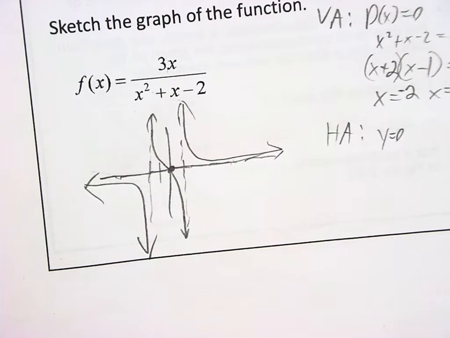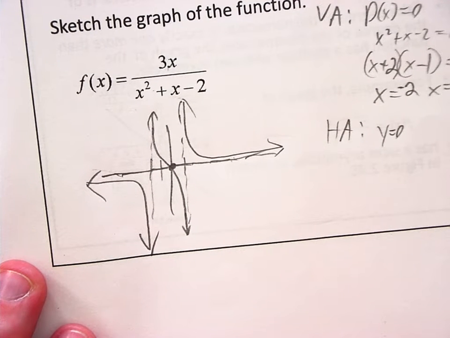Vertical asymptotes are a hard and fast rule. You cannot cross those. Horizontal, it's a little more fuzzy. At the local level, you can pass through a horizontal asymptote. Okay. Questions on that one?